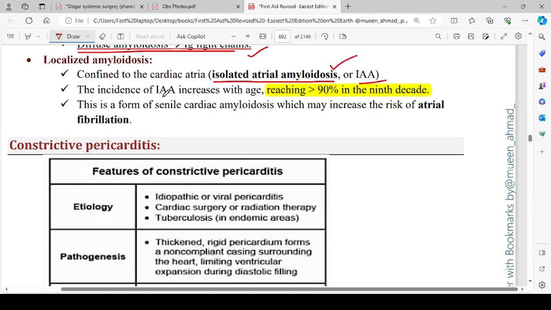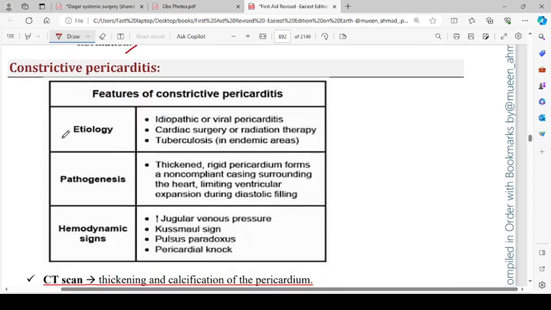The incidence of isolated atrial amyloidosis increases with age, reaching more than 90% in the ninth decade, like when the person is more than 90 years of age. This is a form of senile cardiac amyloidosis which may increase the risk of atrial fibrillation.